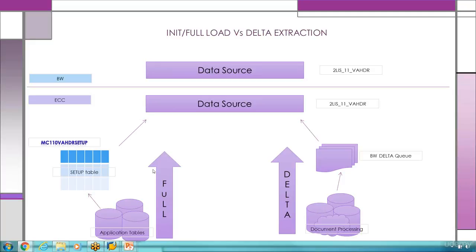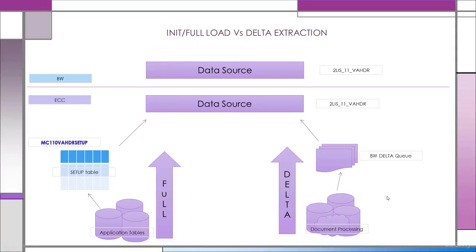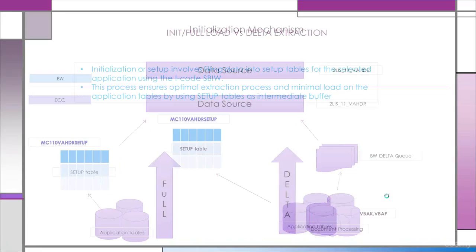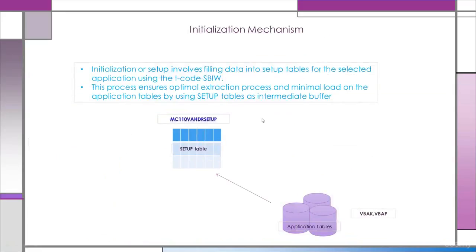So two types of extraction: initial or full load, and delta extraction. The first time you do this initial load with the setup table, and the second time it goes through a delta Q. For this delta Q, there are another couple of options available, which you will see now. Let's first see what that initialization mechanism is. You should know this one first.